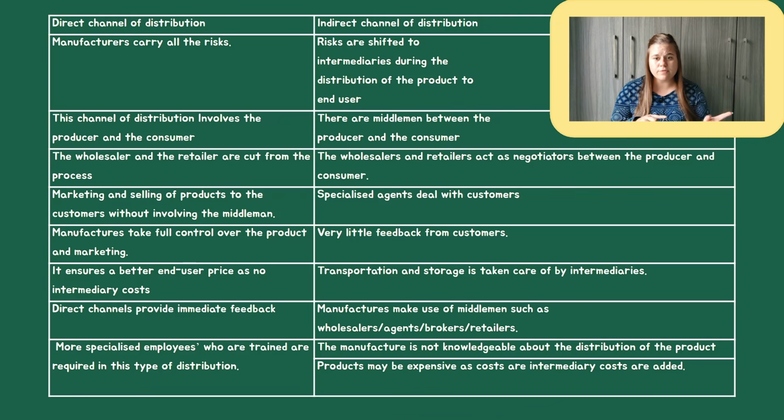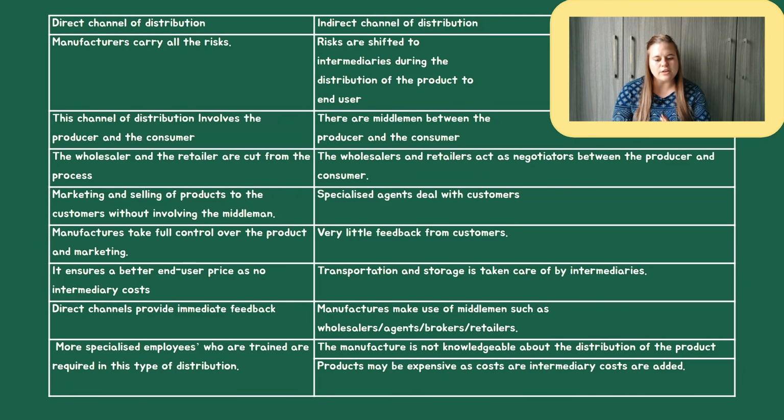Then we're moving over to indirect channel of distribution. Risks are shifted to intermediaries during the distribution of the product to the end user. There are middlemen between the producer and the consumer. The wholesalers and retailers act as negotiators between the producer and the consumer. Specialized agents deal with customers. Very little feedback is given from customers because it's not the actual producer getting feedback directly from the customer. So they might not even know if it's a good product or not because they're not actually interacting with the customer one-on-one.